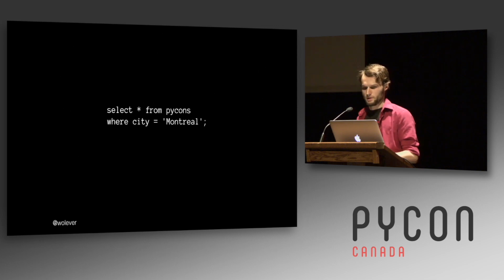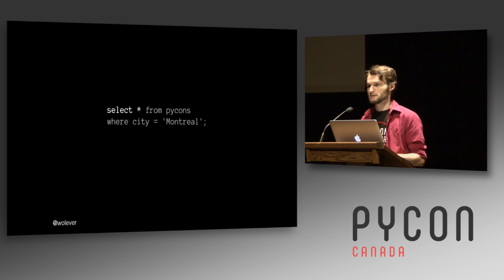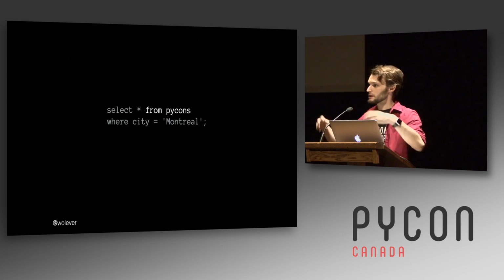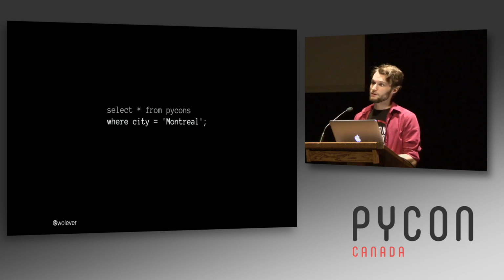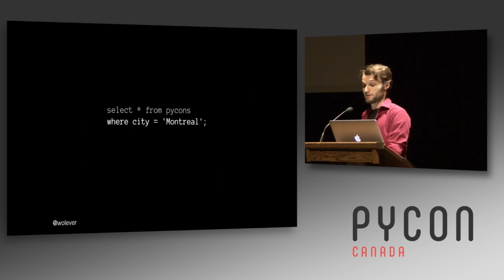Now, contrast that with SQL, where we're going to be describing what we want. First, we're going to say we want to select star, so that is, give me all of the columns, all of the pieces of data associated with a PyCon. In this case, it's going to be the year, the country, and the city. And from the PyCons table, so a table in SQL parlance is the collection of data. And finally, we want to filter out for only the ones that have been in Montreal.